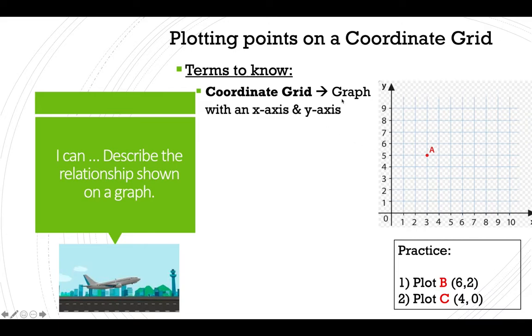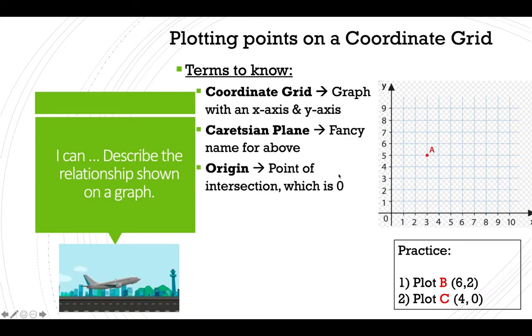Okay, so coordinate grid, the most important thing is it's just a graph with an x-axis and a y-axis. A Cartesian plane is just a fancy name for the same thing. So if you hear that term, it's just a synonym. They might try to confuse you with some of these terms. They're expecting that you know that those are both the same thing.